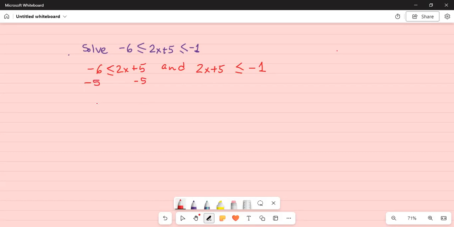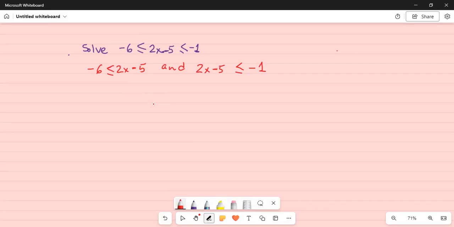Okay, so when we do that, actually, I wrote this problem incorrectly, so I will correct it first. This is actually 2x minus 5. So this is 2x minus 5. Okay, so this I erase, this is minus 5, this is minus 5, this is minus 5. So this is 2x minus 5 and 2x minus 5 less equal to minus 1.